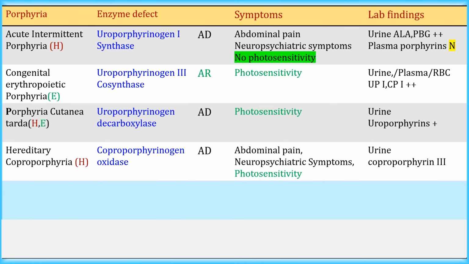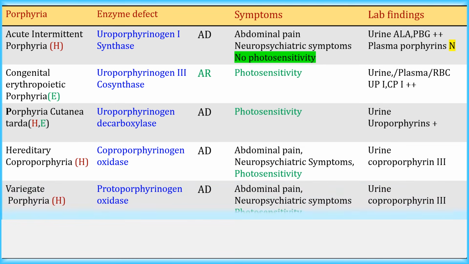Hereditary coproporphyria is a hepatic type of porphyria. It occurs due to a defect in coproporphyrinogen oxidase. It is an autosomal dominant condition. It is associated with abdominal pain, neuropsychiatric symptoms, also photosensitivity, and urine shows presence of coproporphyrin III.